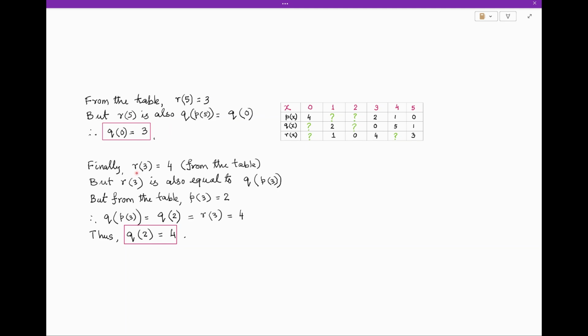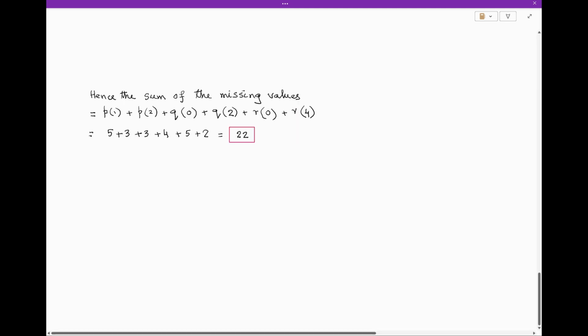Finally, from the table, R(3) is equal to 4. But R(3) by definition is equal to Q(P(3)). But from the table, P(3) is equal to 2. Therefore, Q(P(3)), which is the same as Q(2), is equal to R(3), and that is equal to 4. So, Q(2) is equal to 4.